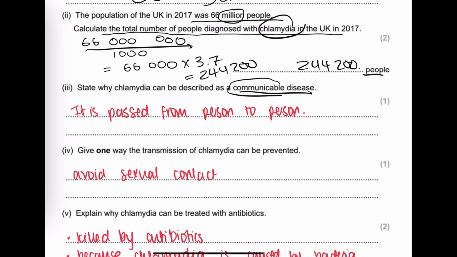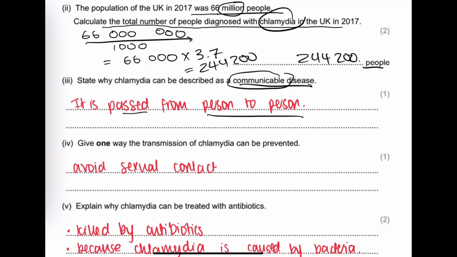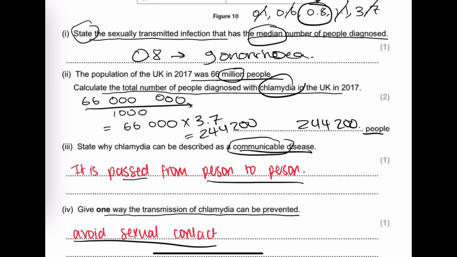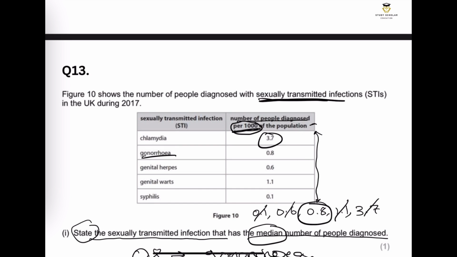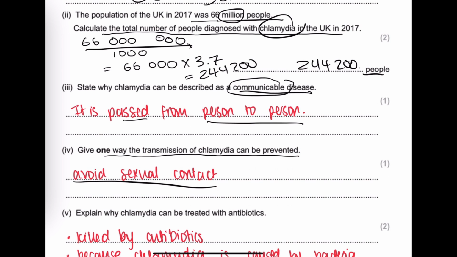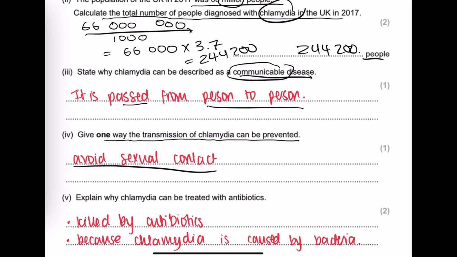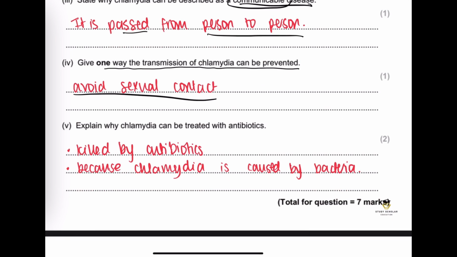Okay, so state why chlamydia can be described as a communicable disease. A communicable disease just means that it can be passed from person to person. Another reason it could also be that it's just caused by bacteria. And that's the definition of a communicable disease. So give one way transmission of chlamydia can be prevented. This is to just avoid sexual contact, since we can see over here it clearly says it's sexually transmitted. You can also screen people for infection, or you can treat the infection and give antibiotics, and it can also be prevented that way.